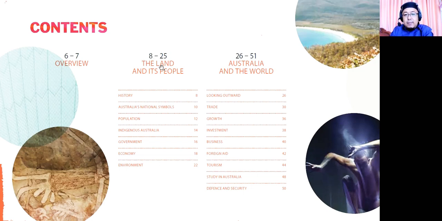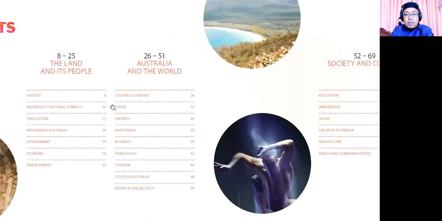On pages 8 until 25, the information is about the land and its people. I'm going to share with you about the history of Australia, Australia's national symbols, population, indigenous Australia, government, economy, and environment. On pages 26 to 51, we will talk about looking outward. It will be followed with information on trade, growth, investment, business, foreign aid, tourism, study in Australia, as well as defense and security. In other words, we will talk about Australia and the world on these pages.